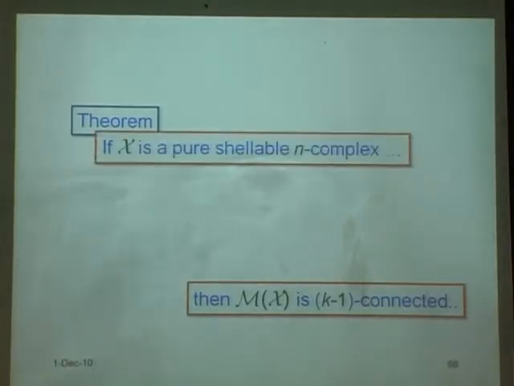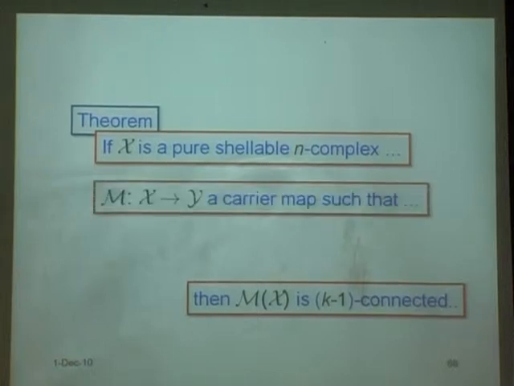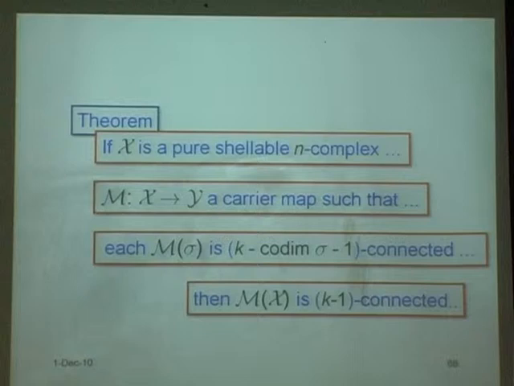Yeah, the animation's not quite right here. So if X is a pure shellable n-complex, and M, which sends X to Y, is a carrier map that has the property that on every simplex sigma, the image of sigma is k minus codimension of sigma minus 1 connected. Okay, so what does this say? Well, if sigma has dimension n, then the codimension is 0. So if sigma is a facet of X, then its image is k minus 1 connected. So it sends each facet to a k minus 1 connected subcomplex.